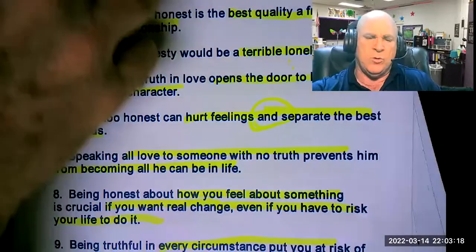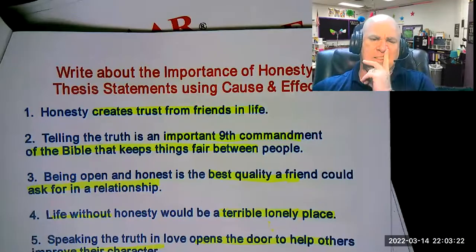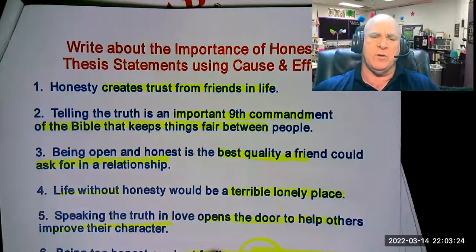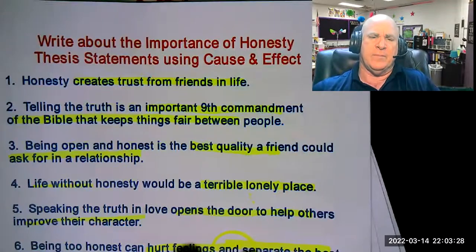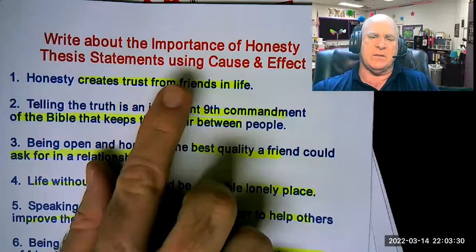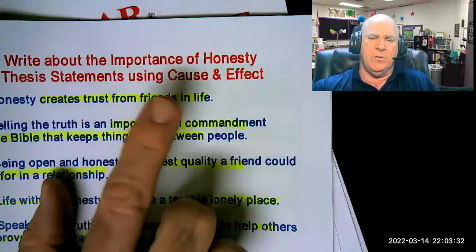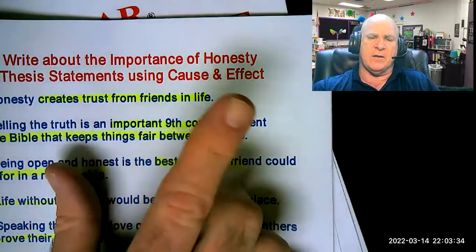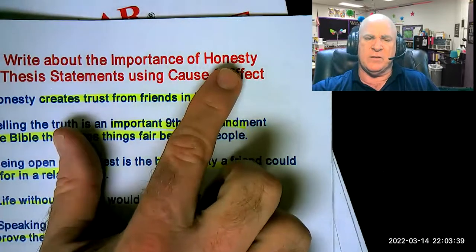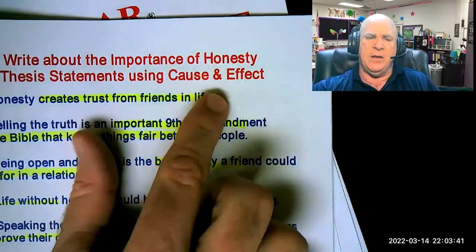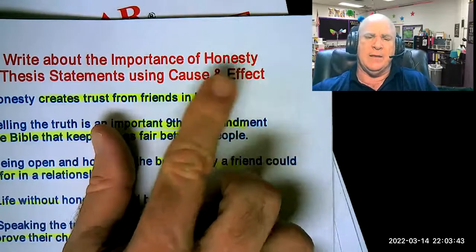And I'm going to jump to expository for this next week or so, and I'll stick to expository. This is thesis statements using what I call the cause and effect, the cause being honesty or synonyms of honesty, and the effect being what good or bad thing that could happen.